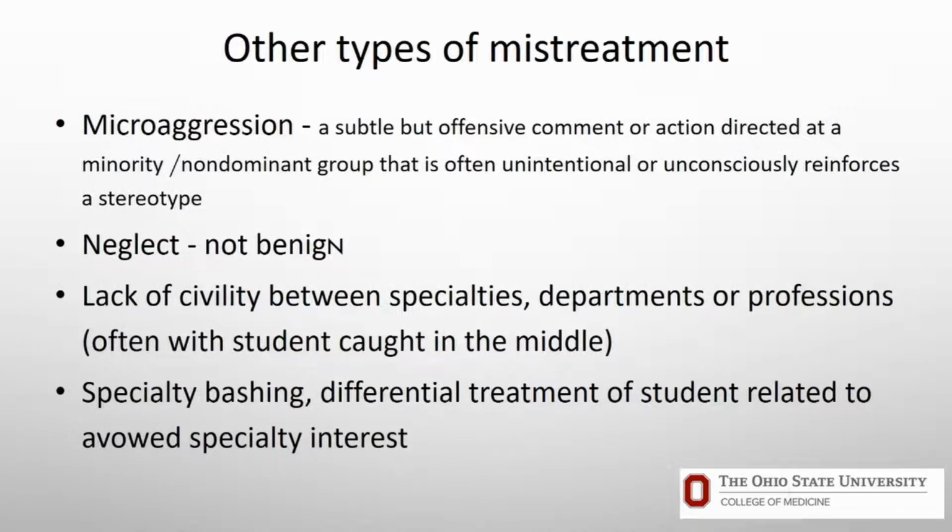So outside of sexual harassment, et cetera, there are other types of mistreatment that can often go unchecked. Microaggressions are sort of subtle comments that are unintentional and often unconscious, but reinforce some sort of stereotype. Neglect is not benign, right? Some students will feel mistreated if they are not being actively engaged with by their teachers. And then the other two we've already touched on: the lack of civility between departments, professions, et cetera, or specialty bashing.